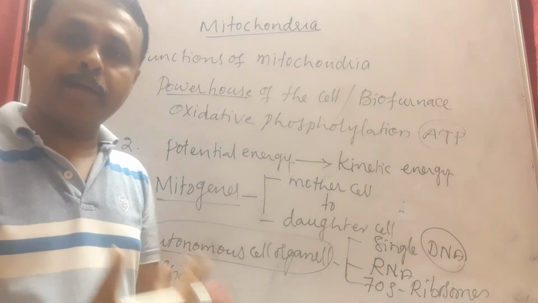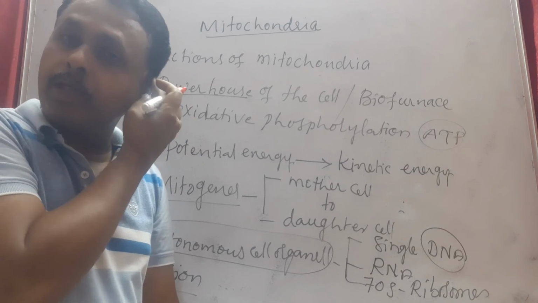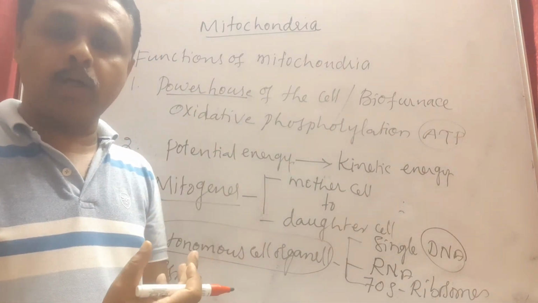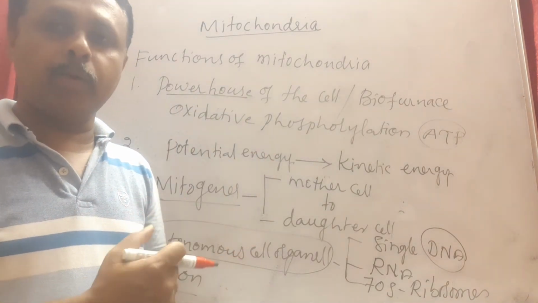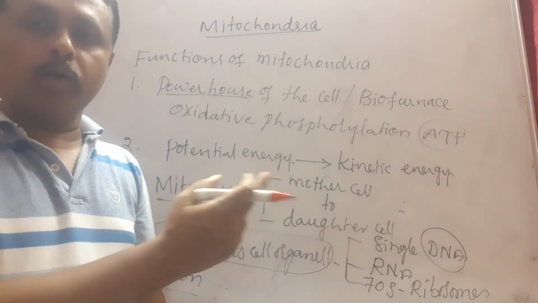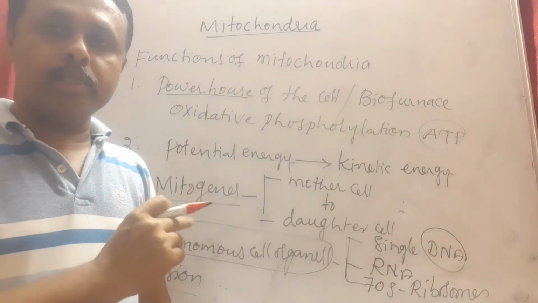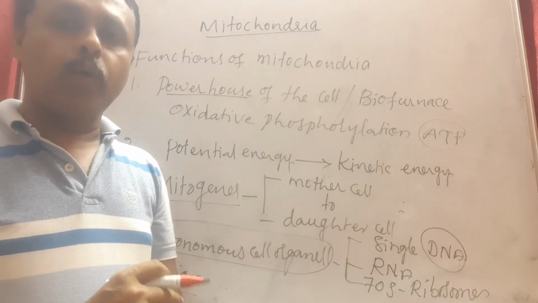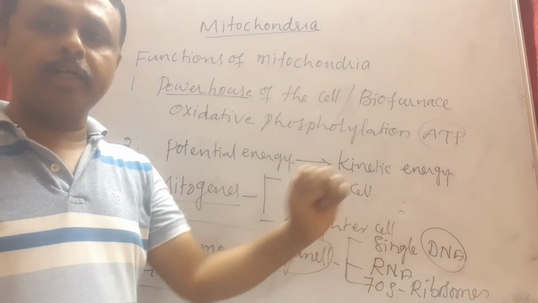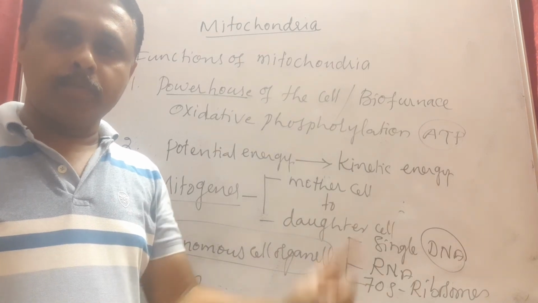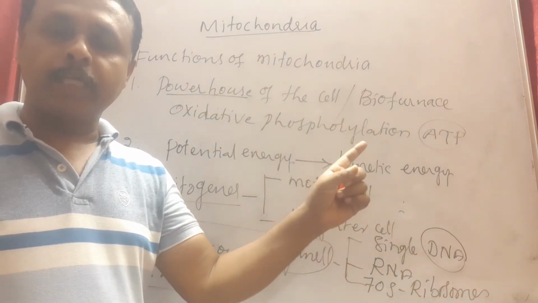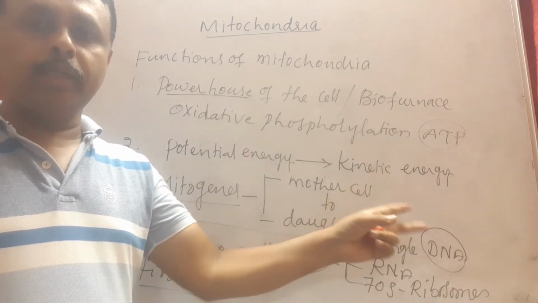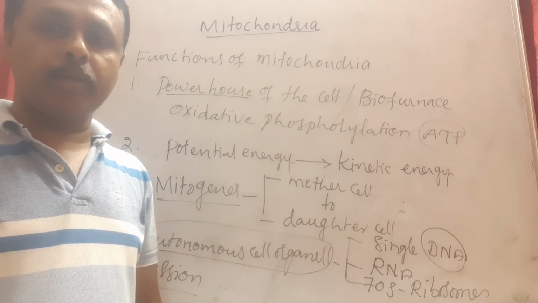Here, the points we need to keep in mind: it is a double membranous cell organelle. The outer membrane is smooth, the inner membrane has infoldings known as cristae. On these cristae, two important reactions take place. One is oxidative phosphorylation during the Krebs cycle, and the other one is the electron transport system. So these two reactions take place in this inner membrane.